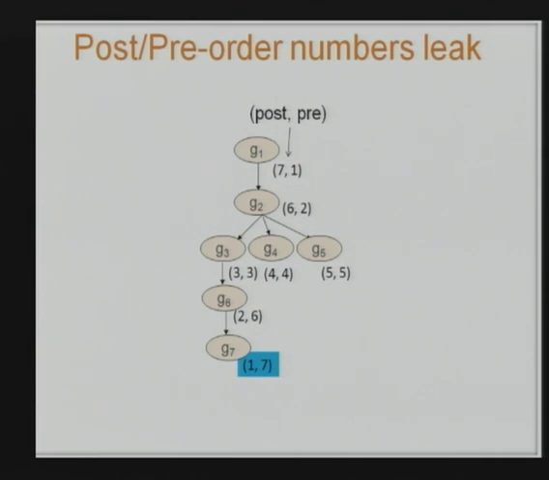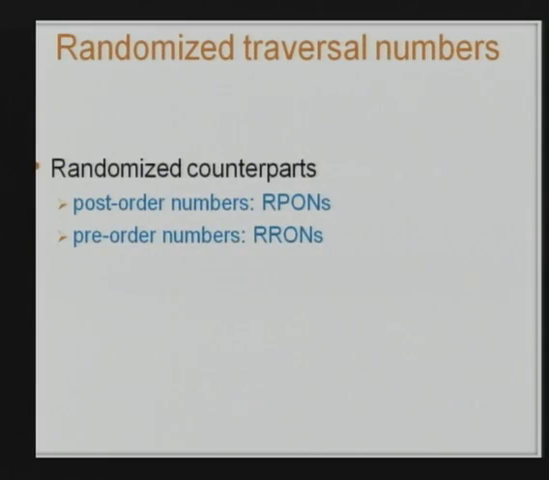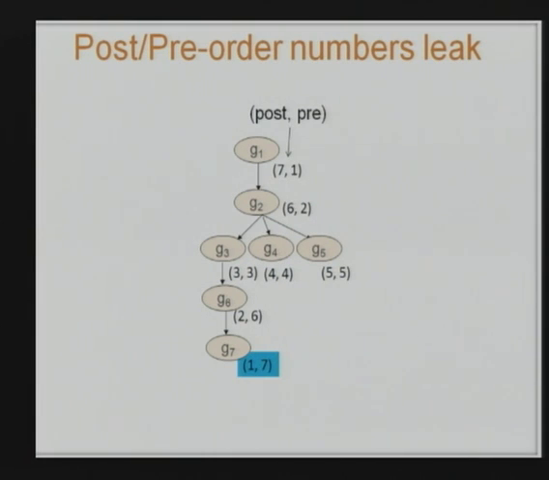if I tell you that G7 has the post-order number 1, it means it's the leftmost node in the original tree, right? It leaks a lot of information. And more information can be leaked by the number 7, because it says that the number of nodes preceding this node in the pre-order traversal is 6.